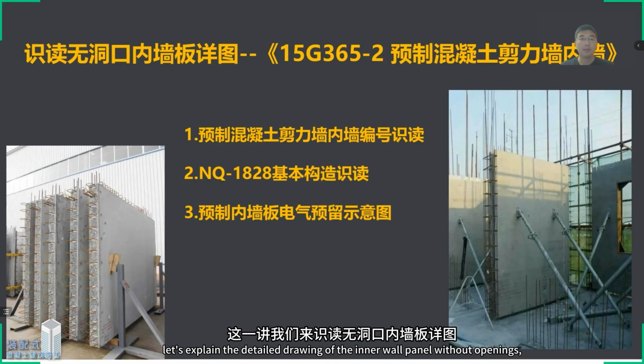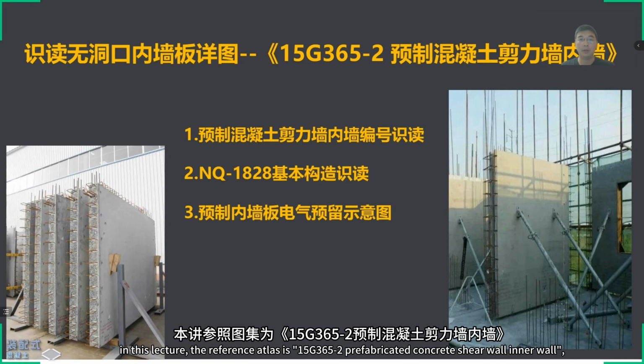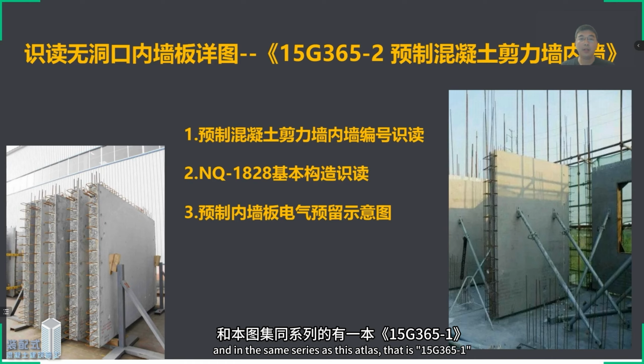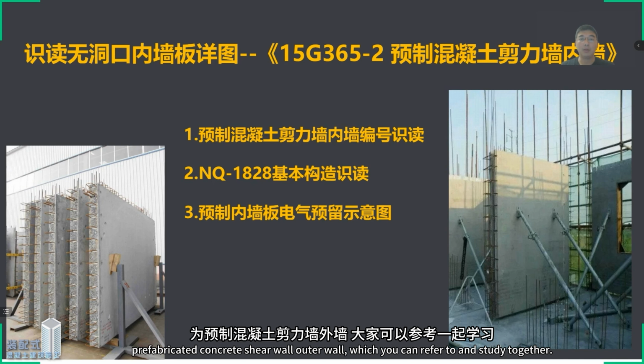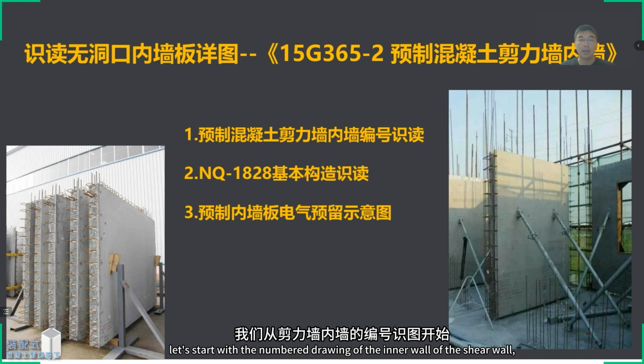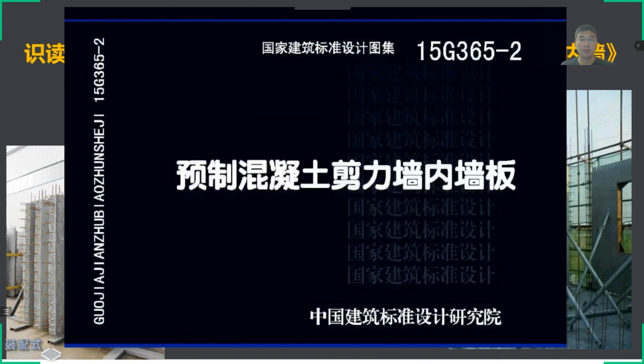Everyone, let's explain the detailed drawing of the inner wall panel without openings. In this lecture, the reference atlas is 15G365-2, prefabricated concrete shear wall inner wall. And in the same series as this atlas, that is 15G365-1, prefabricated concrete shear wall outer wall, which you can refer to and study together. As always, let's start with the numbered drawing of the inner wall of the shear wall.